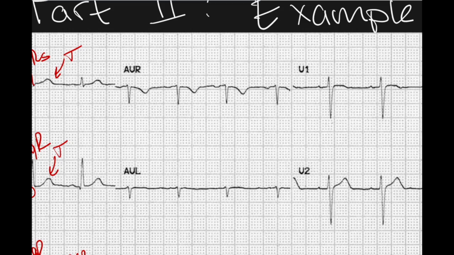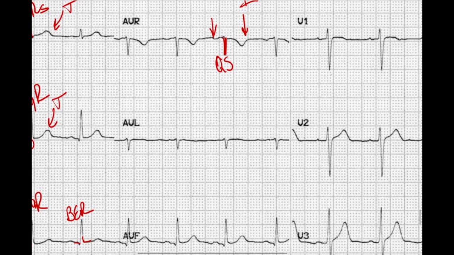Moving on to AVR, we know AVR should be backwards, everything reversed. So we have an inverted P wave, we have that predominantly negative QS complex, and we should have an inverted T wave, which is what we have. And no apparent ST elevation or ST depression or anything else. In AVL, here we have the P wave, here we have an RS complex, so AVL is typically predominantly negative. And the T wave's pretty flattened, so nothing to write home about there.